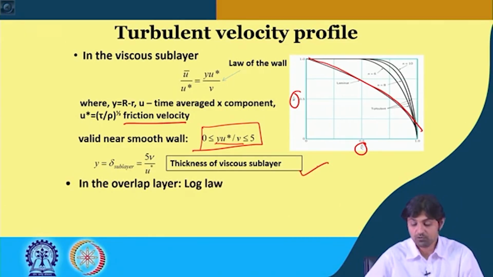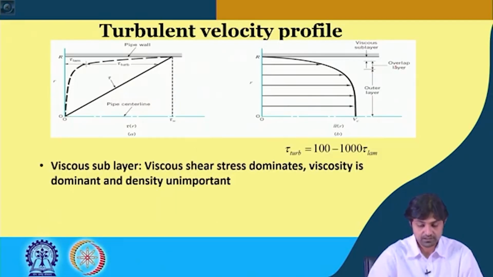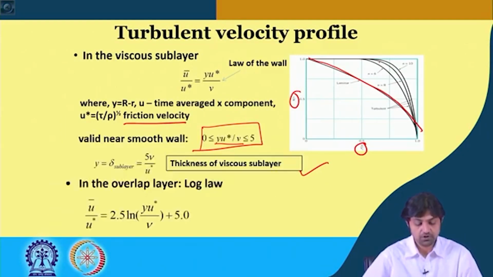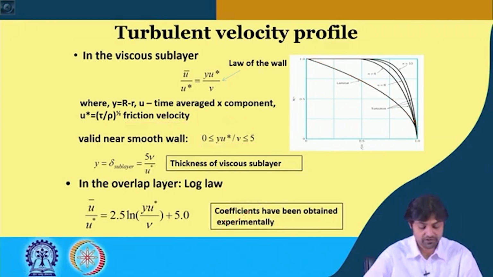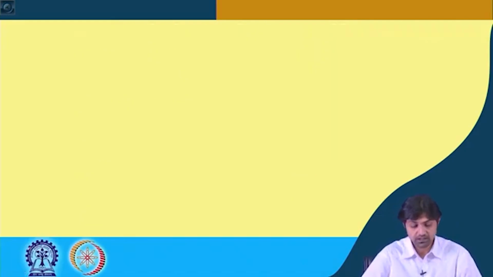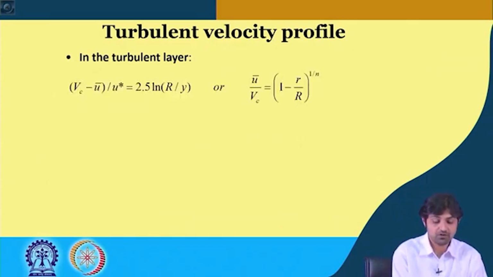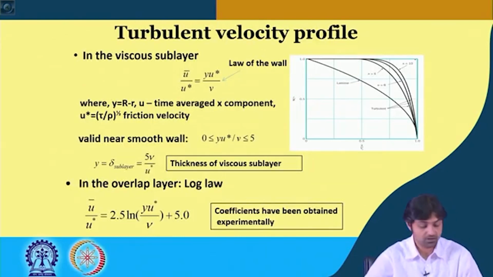In the overlap layer, this log law is valid: u bar by u star is equal to 2.5 ln(y u star by nu) plus 5.0. I think we have gone through it in our other lecture. Here the coefficients 2.5 and 5.0 have been obtained experimentally. In the turbulent layer, we can also write it in the form of center line velocity, the graph of which was given here.